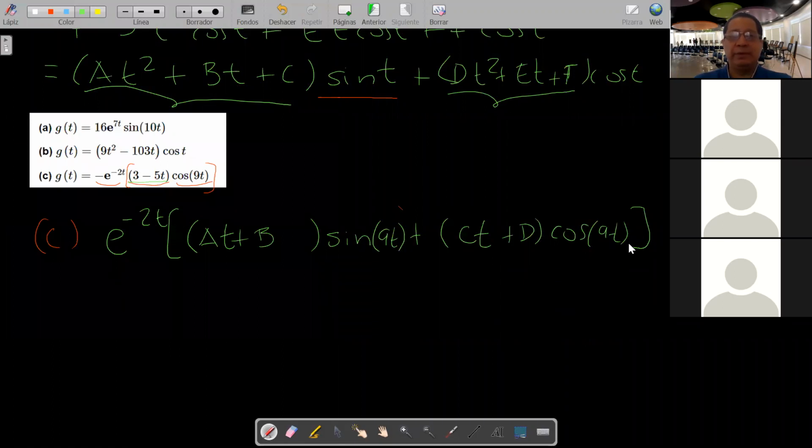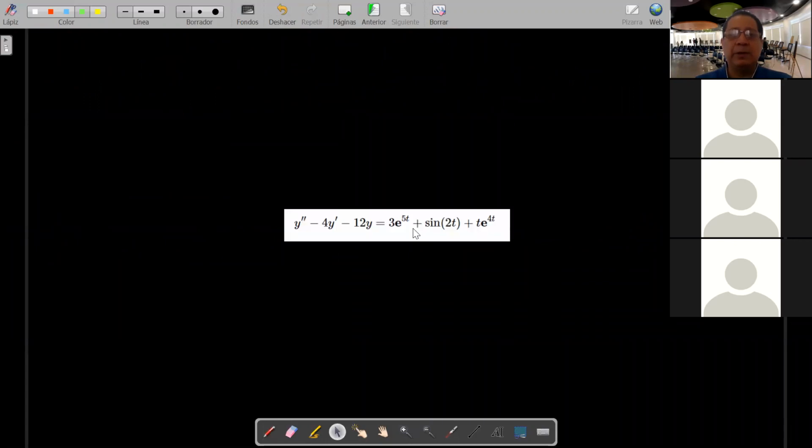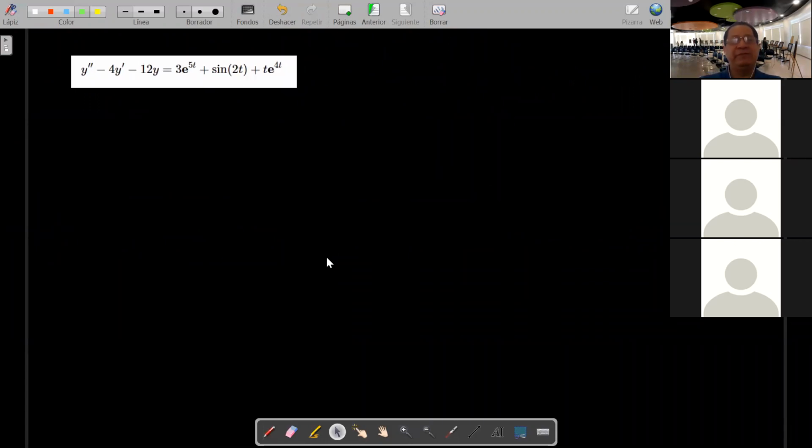for an addition. So what if we have something like this? We have an addition of three terms. Well, we need to make a guess for every one of these terms, and we just simply add the guesses. So we find a guess for this term, for the second term, and for the third term. And the third term in this case is just a product.